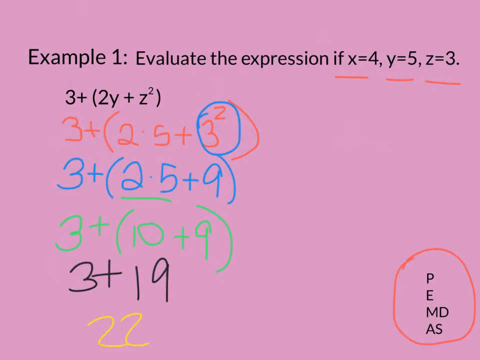22. And I'm going to box my answer so that my teacher can clearly see where it is and she doesn't have to question it. I do want to point out that we did not use this x equals 4, and that's okay. If you don't see an x in the problem, you just don't use it.